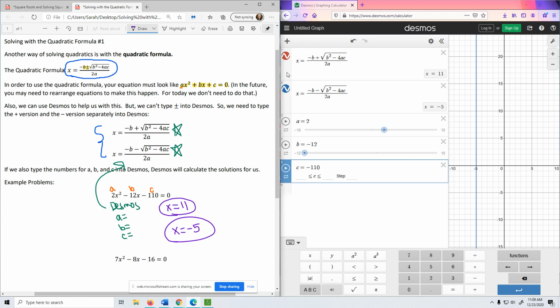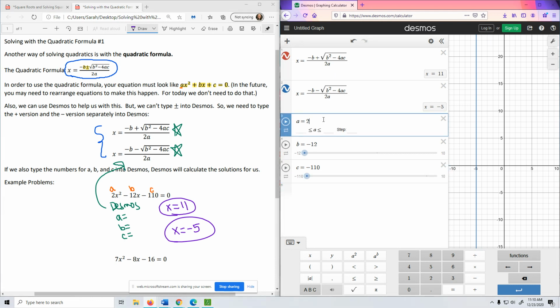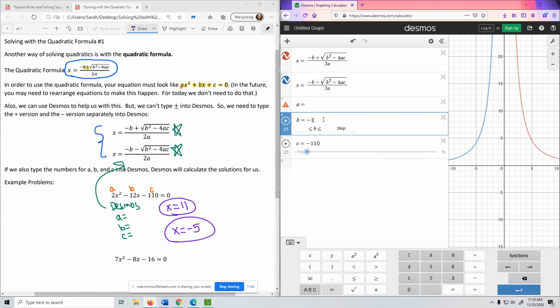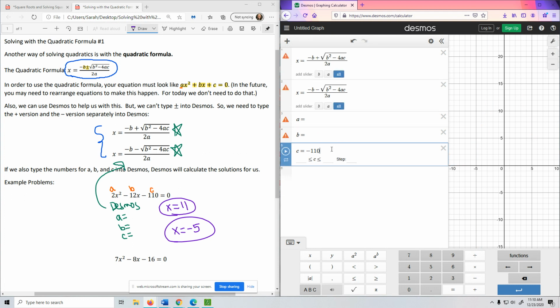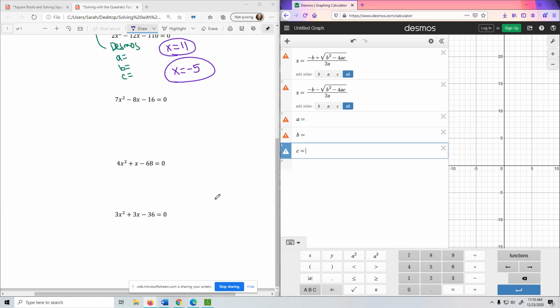Now, we spent a lot of time typing all of that into Desmos. I would say the easiest thing to do is to leave the two equations in Desmos, but when you go on to do the next problem, just change your A, B, and C. So I'm going to go ahead and get rid of my A, B, and C so I'm ready for the next problem. It's going to be the same quadratic formula every time, so don't type that in every single time. Save yourself some time. Let's try the next one.